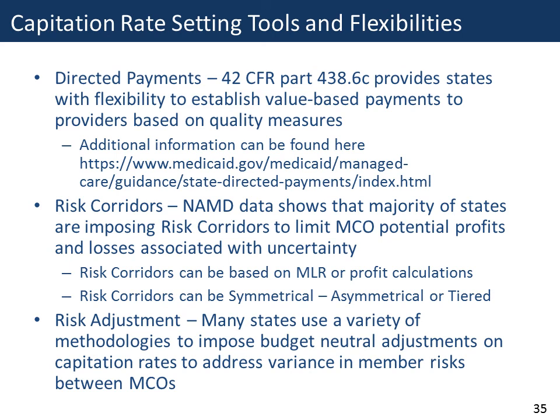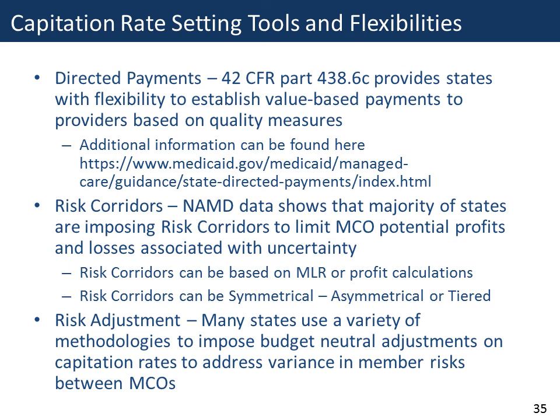So for example, a symmetrical risk corridor might be plus or minus 3%, and anything above or below that, the state is taking on the cost. Asymmetrical might be plus 4% or minus 2%. And a tiered might be plus or minus 2%. The plan is responsible for the first 2%. 2 to 4%, it's shared 50-50. And then anything above 4% either comes back to the state as a profit or the state covers that loss for the managed care organization.